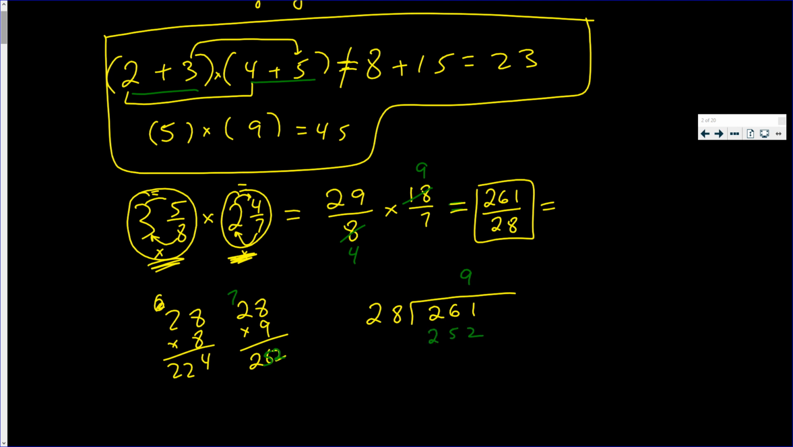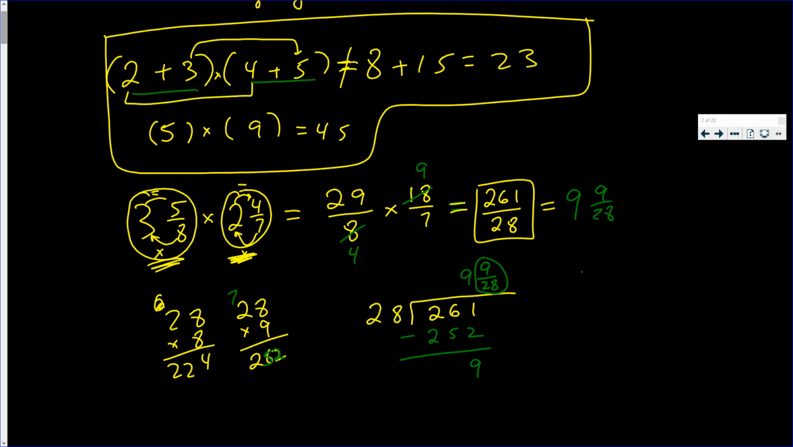You take away 252, and 261 minus 252 is 9. So the answer is going to be 9 and 9/28, unless we can reduce that, and we can't. So it's 9 and 9/28.